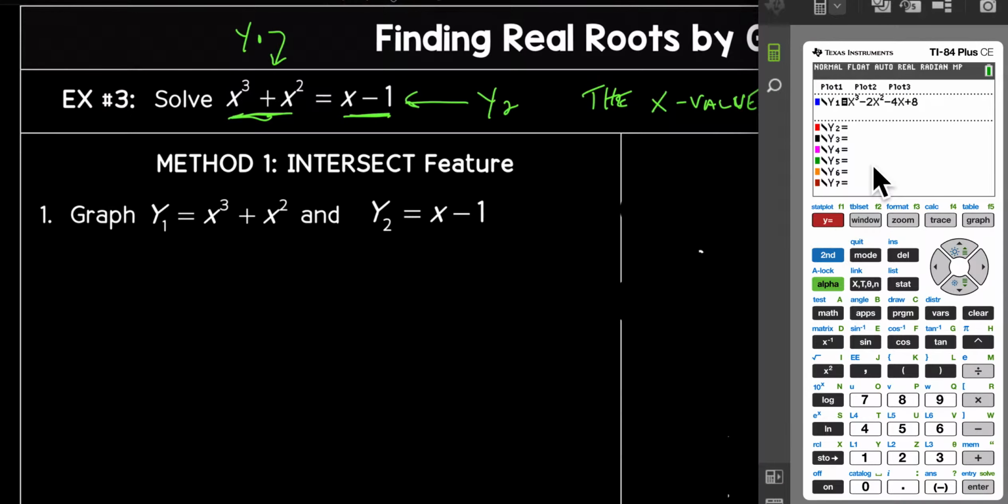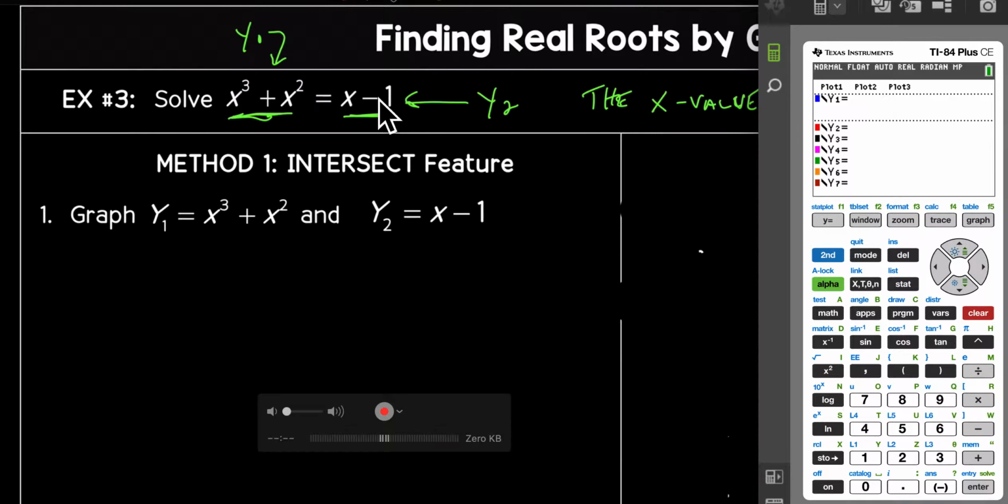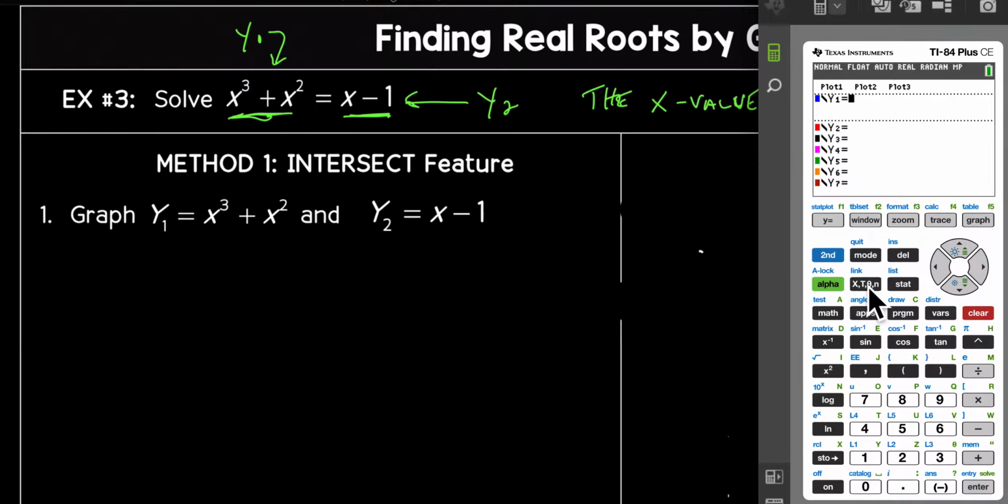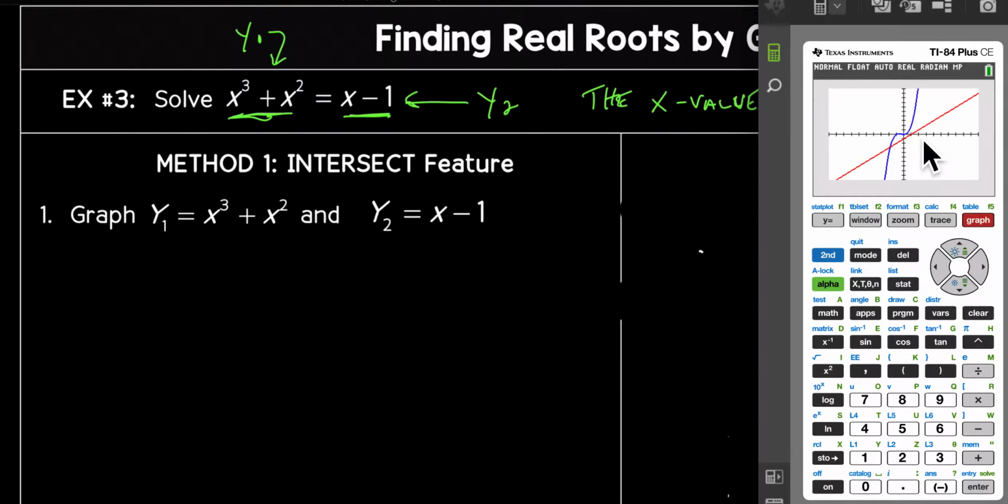So I go to y equals. I'm going to clear out my y1. On y1, I want the left side of this equation. So x to the third, and then I hit the arrow to go back down, plus x squared. That's our left side of the equation. And on the right side, we'll put our other equation, x minus 1. So when I hit graph, I see where these graphs intersect. These only look to intersect once.